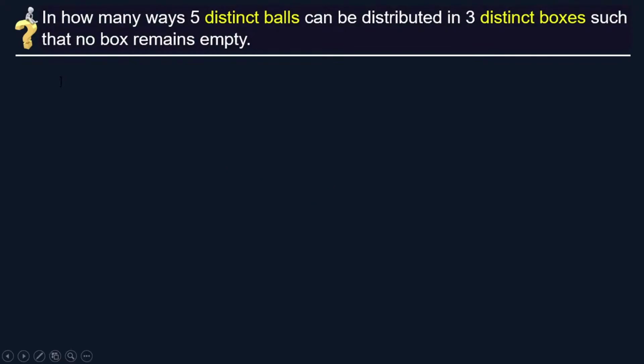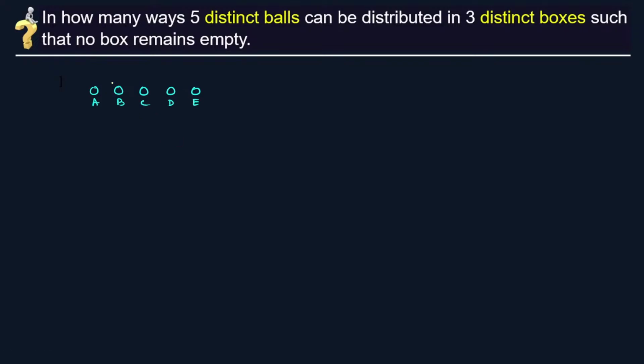See this question. This question I have already done in my previous class where I did the inclusion-exclusion principle, and there I told you that when we do grouping, then we will solve exactly the same sum. Now I'm going to solve that same sum here. The question is, there are 5 distinct balls. Let me just give a name to these balls since they are distinct.